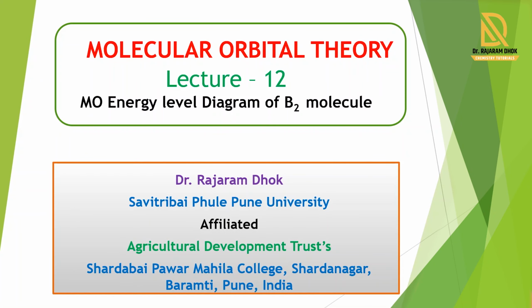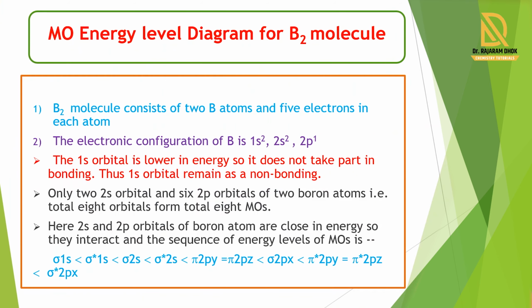Today's lecture is on molecular orbital theory, lecture 12. In this lecture, we learn about the molecular orbital energy level diagram of the B2 molecule, that is the boron molecule. Boron is present in the second row of the periodic table and its atomic number is 5. The B2 molecule consists of 2 boron atoms, and every boron atom has 5 electrons.